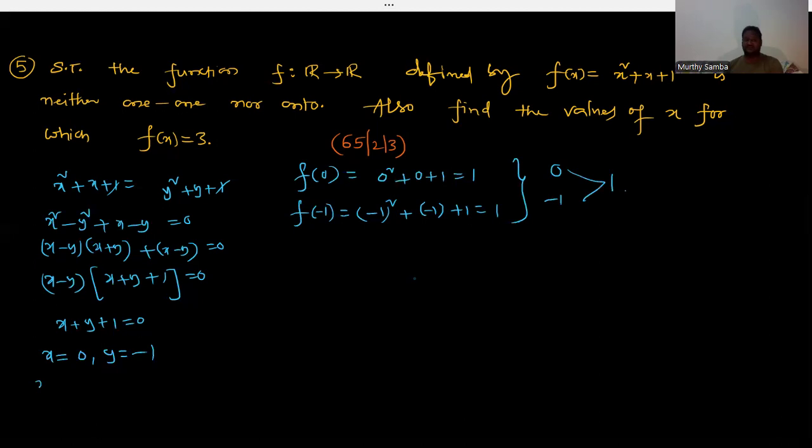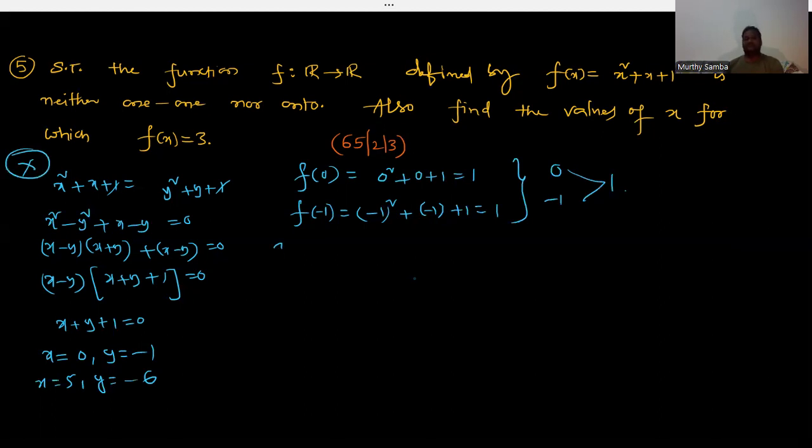If I take x is equal to 5, then y is equal to, how much? I take 5 plus 1 equal to 6, so minus 6. x equal to 5, y is equal to minus 6, then the same scenario repeats again. Both give the same output. Therefore, it is not a 1 to 1 function.